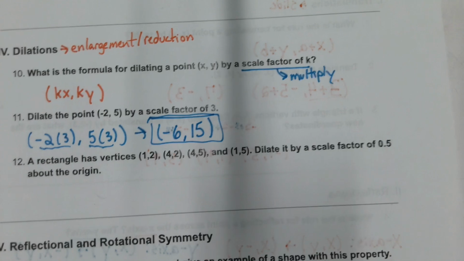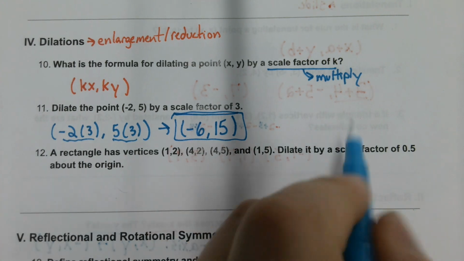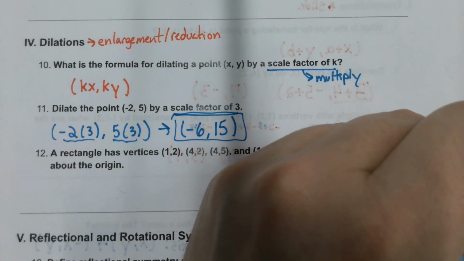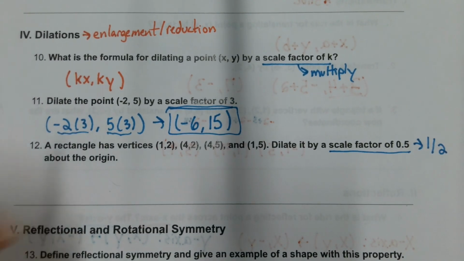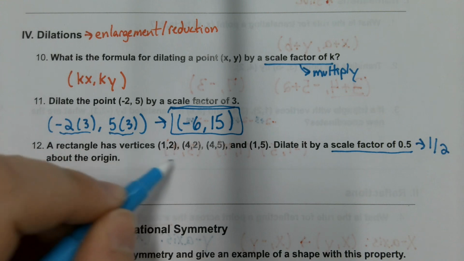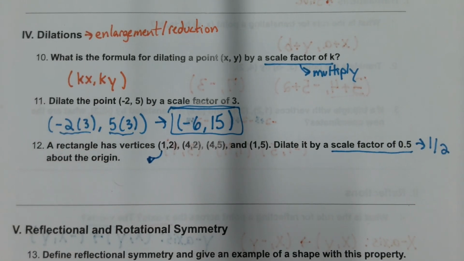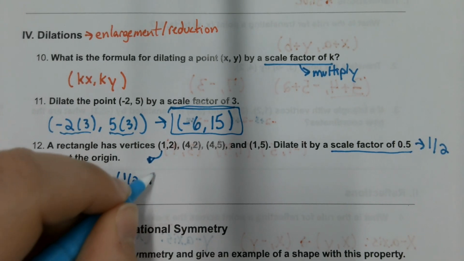So again, the last one here, just like all the other ones, we have a full figure now with 4 points, so some sort of rectangle, and we want to dilate it by a scale factor of 0.5, which is the same as half. So we can think of it, we're taking half of each of these. So I'm going to come through here, and I'm just going to take half of each of my points. Well, half of 1 is 1/2. Half of 2 is 1.